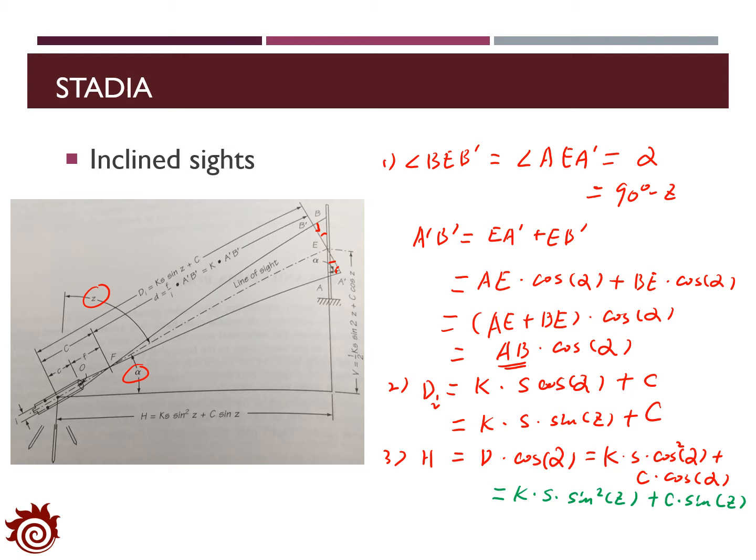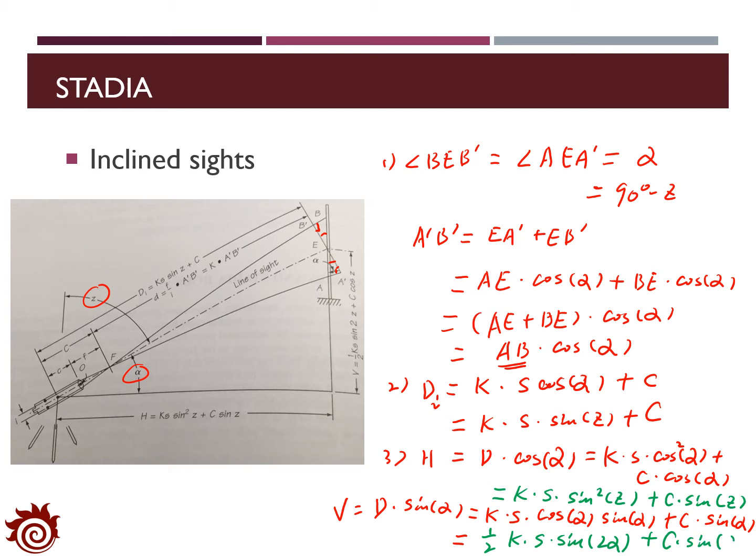And then for the vertical distance, V equals D times sine alpha. That is k times s times cosine alpha sine alpha plus c times sine alpha. This one is equivalent to half of k times s times sine 2 alpha plus c times sine alpha. So that's the formula for us to use the interval read from the stadium method to estimate the horizontal and vertical distances.